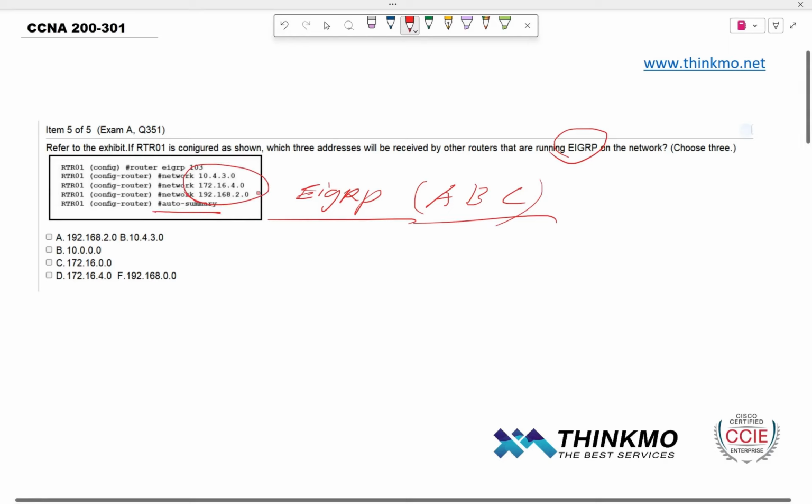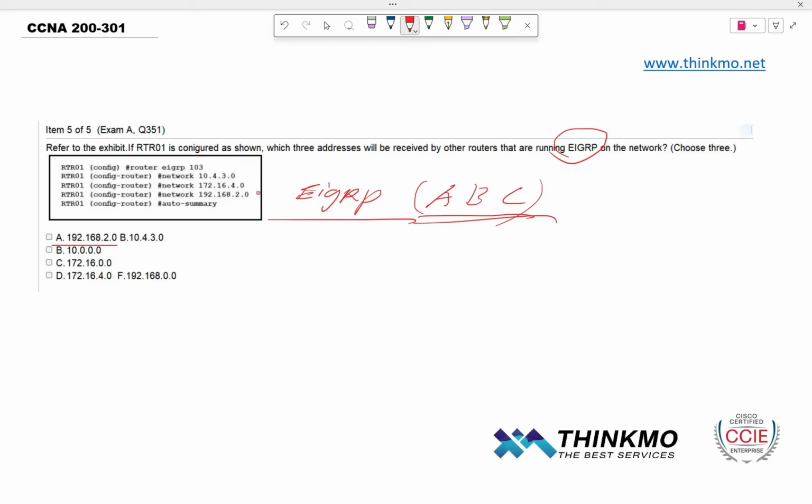Since it is configured as enabled here, that means these 3 routes will be summarized into Class A, B, or C addresses. Let's look at the major classes, right? The first one will be summarized as this one, 0.1.1, 68.2.0, which is a Class C address. So this one will be summarized as this.